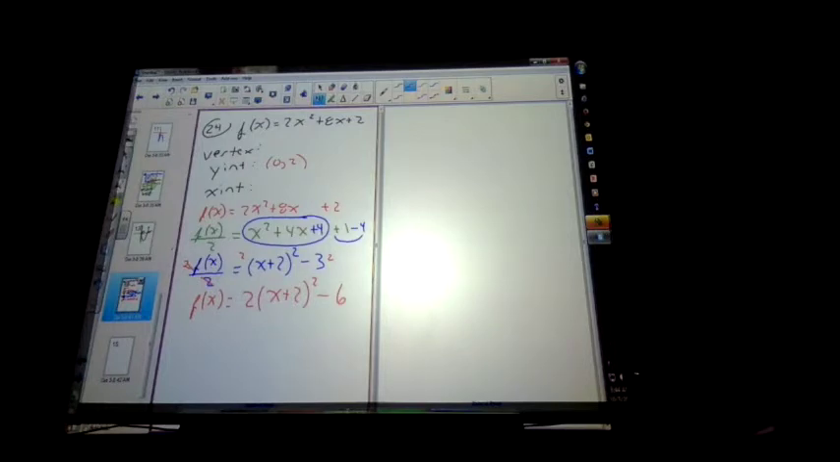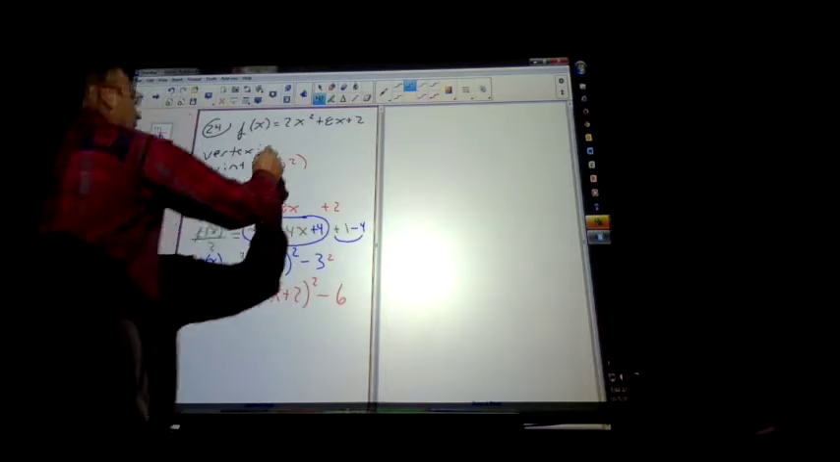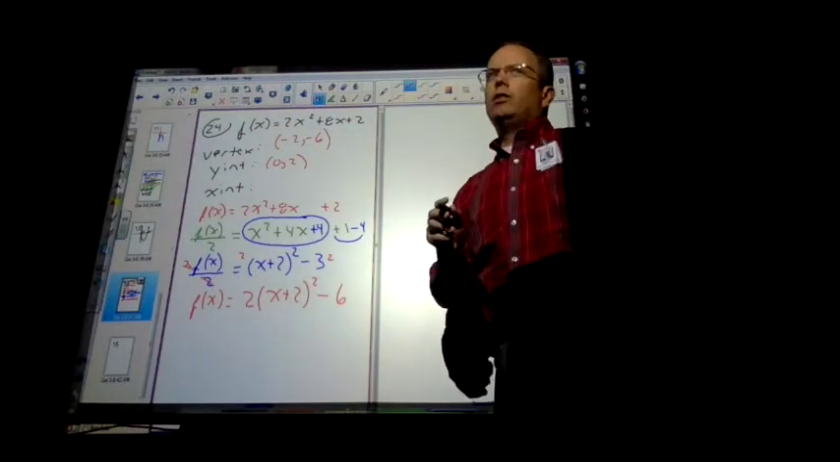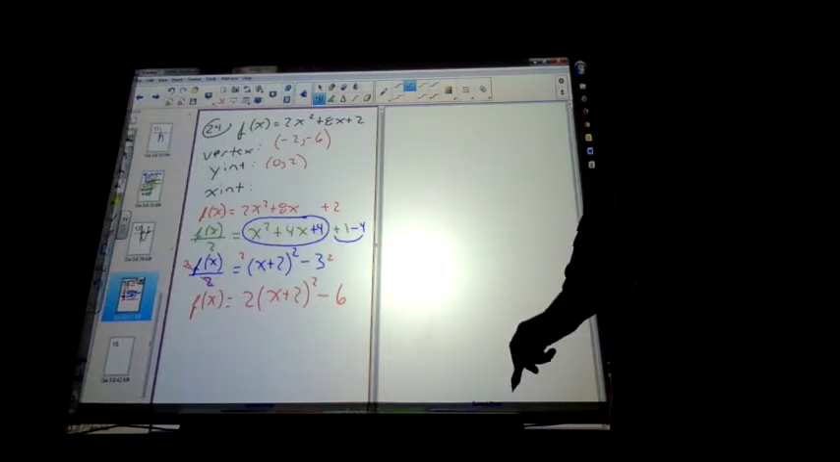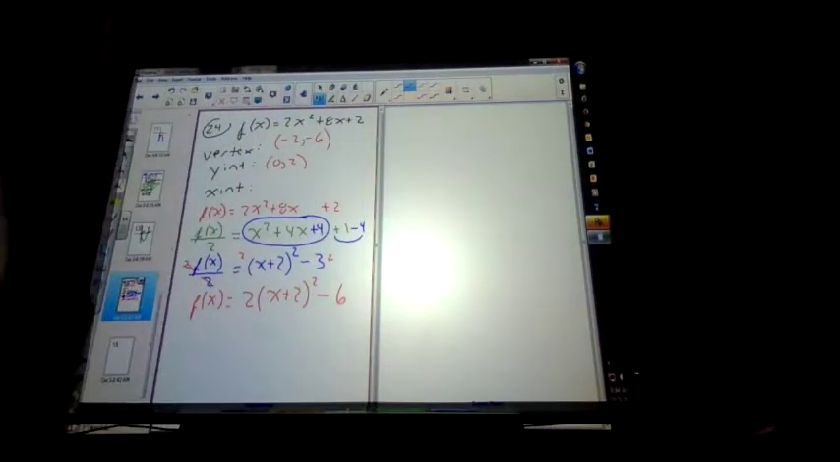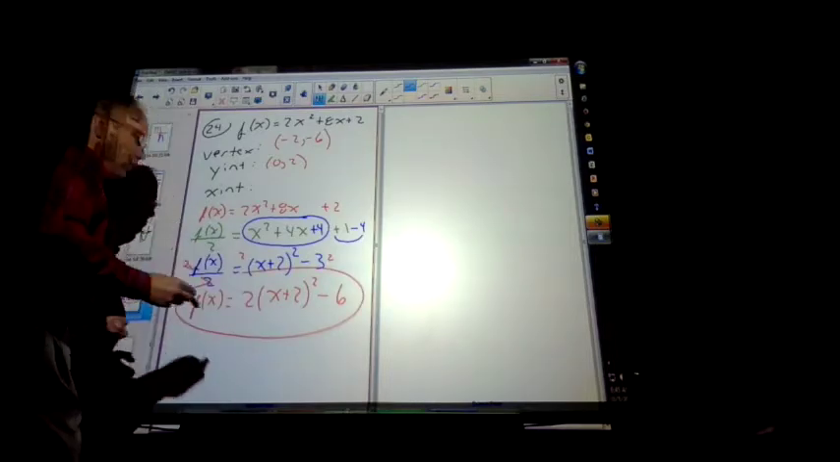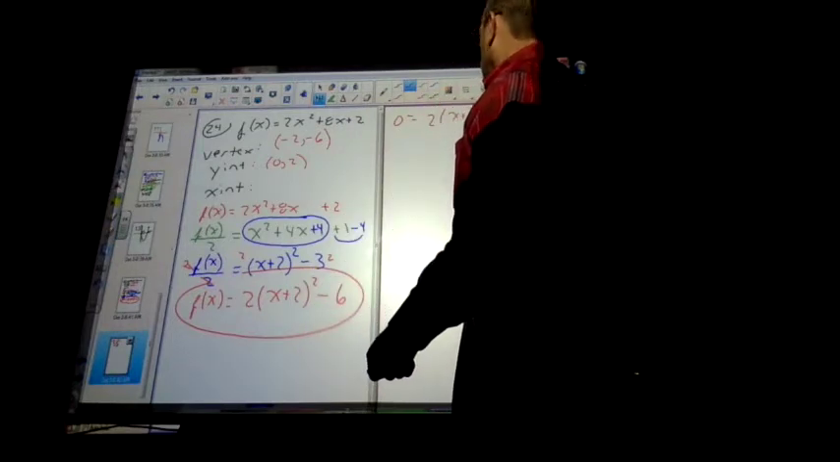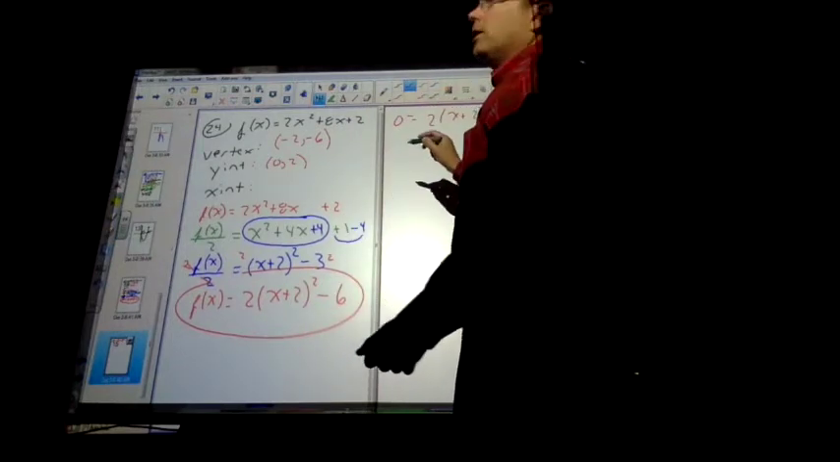What's my vertex? Negative 2, negative 6. Yes. Negative 2, negative 6. Okay. Do I know where it crosses the x-axis right now? No. Should I go use the quadratic formula on that? No. What can I do right now? I could make this equal to 0. So I'm going to get 0 is equal to this. What's next?